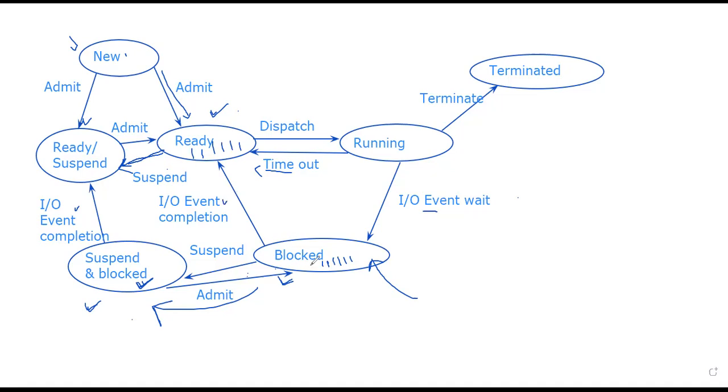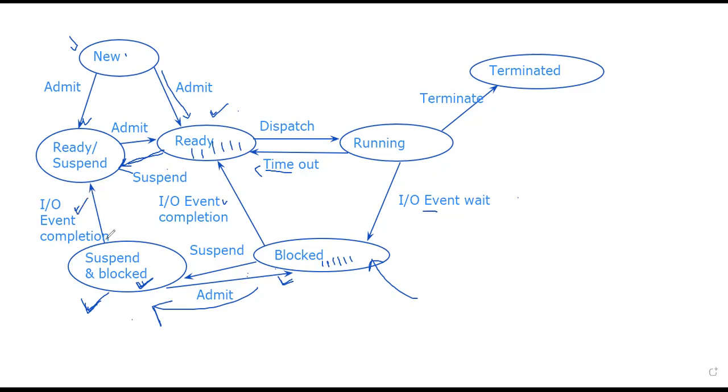But in the block state, suppose there are many processes. I have told you that in our random access memory, compared to the secondary storage, the storage space is limited. So when there are many processes, the OS will suspend some low priority processes waiting for IO, moving them from the block state to the suspend and block. Now the suspend and block is in the secondary storage. Once that process meets the input output requirement, it will move from the suspend and block to the ready or suspend. This we call IO event completion.